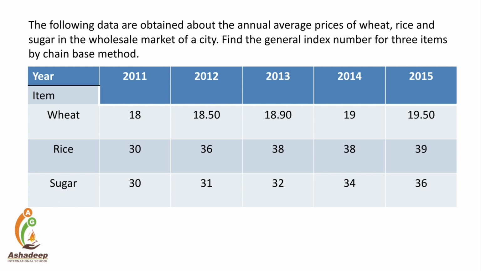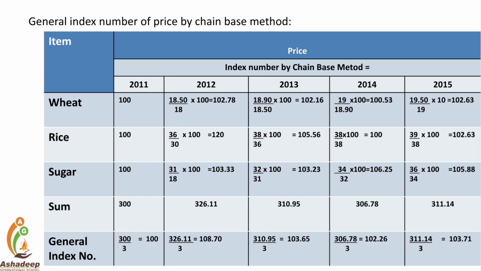In this question also we have 3 items, that is wheat, rice and sugar. From these 3 items we have to find the index number for each year. Let's just see the solution. First, whatever information is given in our question, we can write that wheat, rice and sugar, these 3 items are given. The years are given, that is 2011, 12, 13, 14, 15. We have to find the general index number, but with the help of the chain based method.